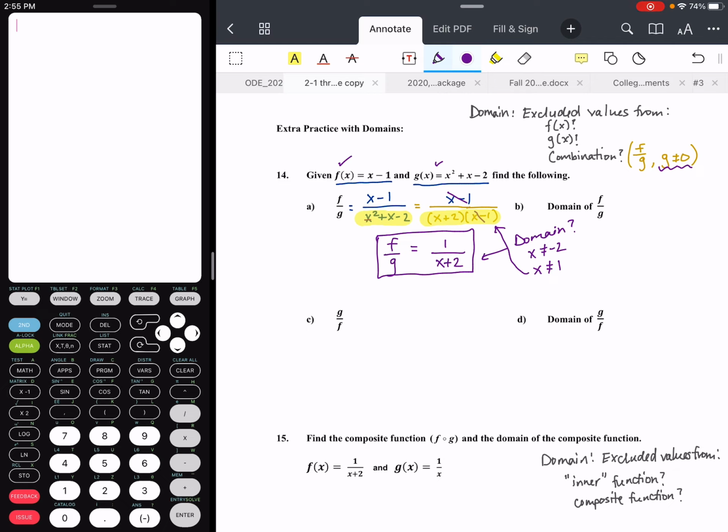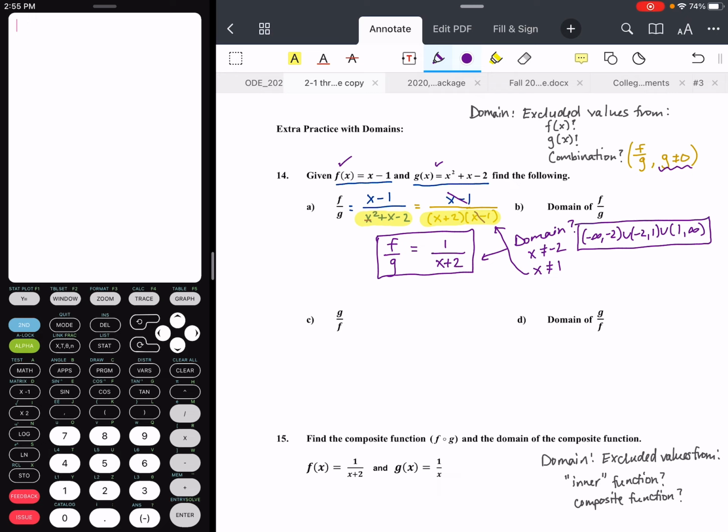So the domain of f divided by g, I'm going to go from negative infinity to negative 2, negative 2 to positive 1, and then positive 1 to positive infinity. And that's my domain.